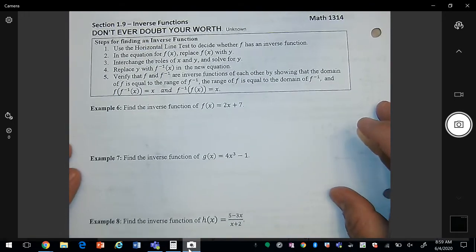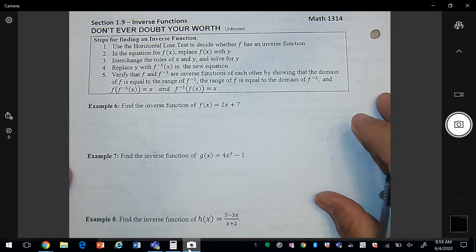Okay, the last part of this is basically how do we find this inverse. First we're going to use the horizontal line test to decide whether it has an inverse. And then we're going to replace f of x with y, interchange x and y, and then solve for y.